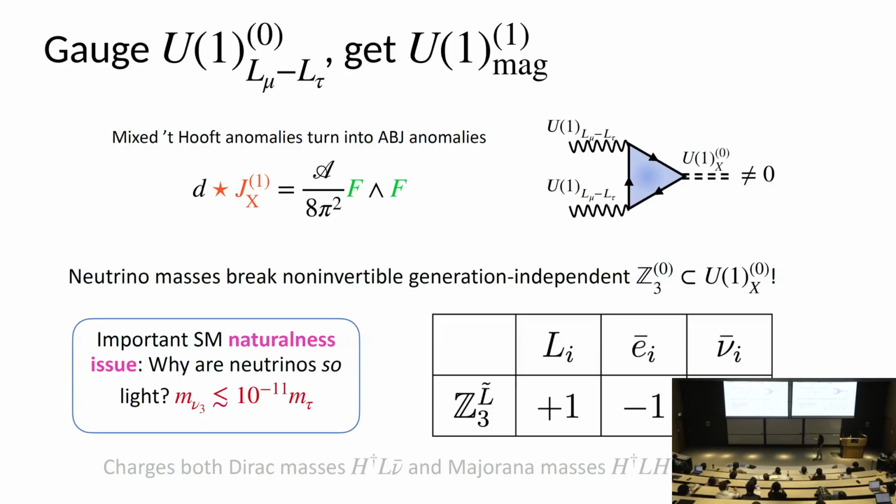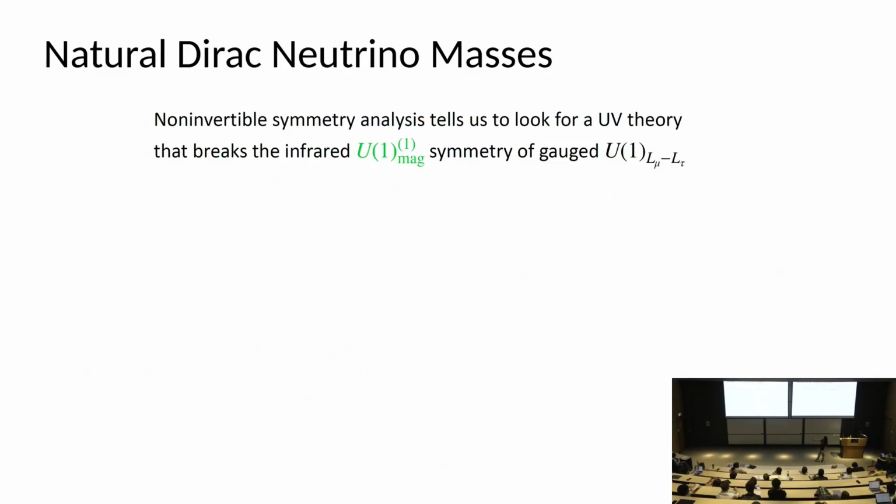Well, we just found that in this L mu minus L tau theory, neutrino masses break a non-invertible symmetry, which is this setup I was exploring earlier in general. So we could try to find a UV theory that breaks this non-invertible symmetry by introducing the correct magnetic monopoles and generate the neutrino masses by non-perturbative effects. Great. Yes?